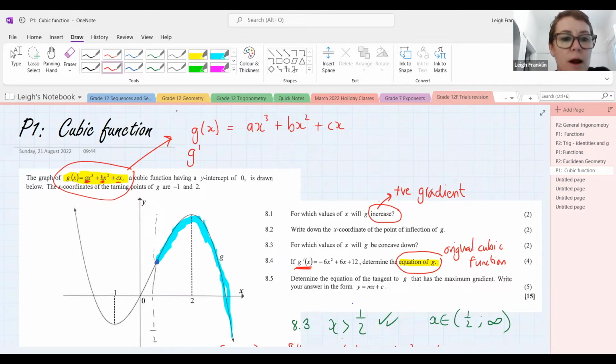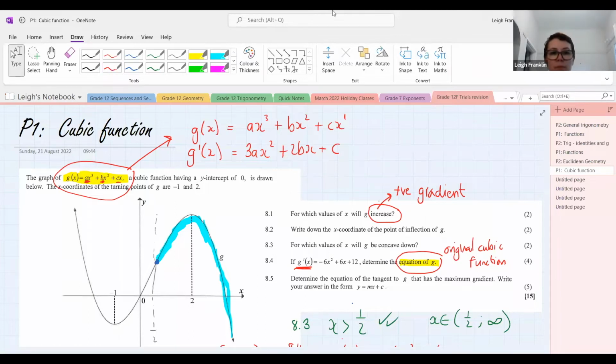So g prime x, now I'm applying the power rule, Panache. I'm multiplying the exponent by the coefficient, and then I'm taking 1 away from the exponent, okay? That's how I end up with 3ax squared. And again, you multiply the exponent by the coefficient and take 1 away from the exponent. Okay, that's where it comes from.